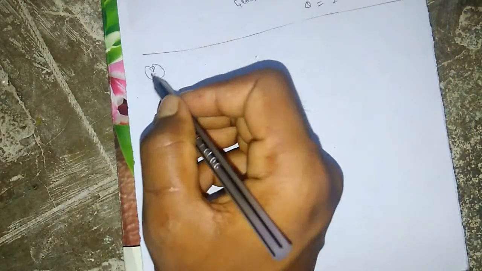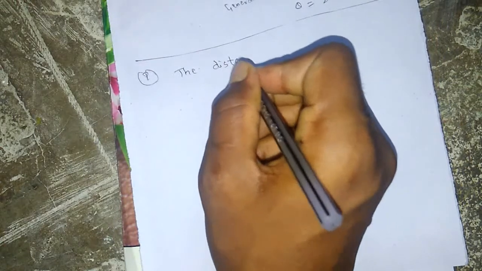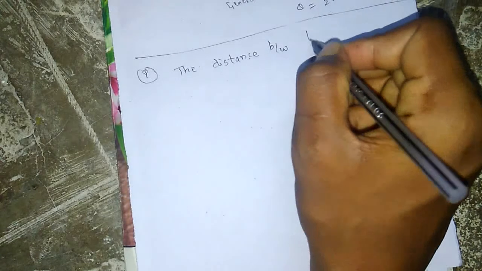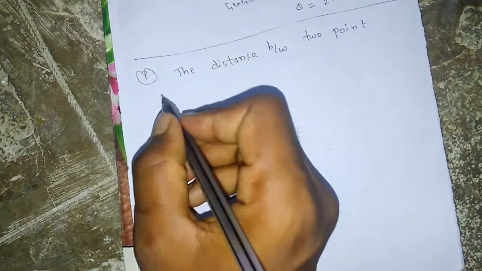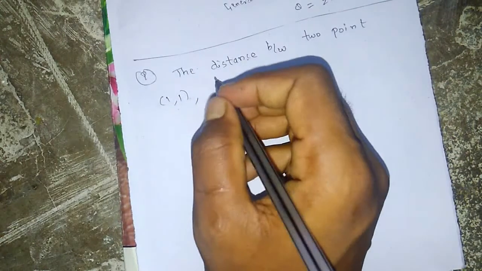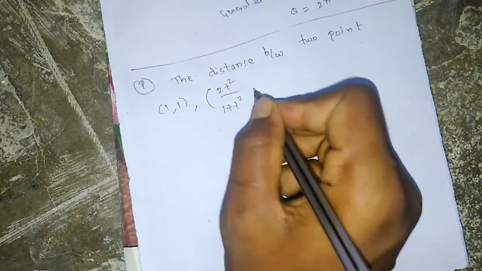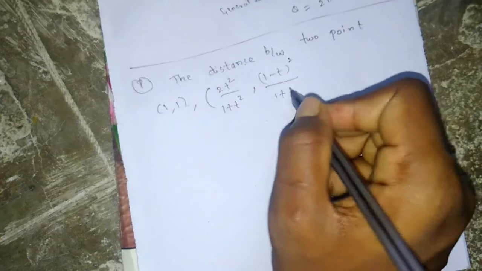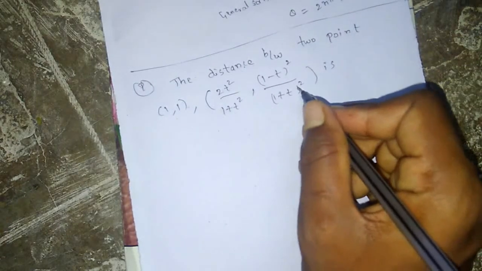Our next problem is, the distance between the two points (1, 1) and (2t²/(1+t²), (1−t²)/(1+t²)) is 1 + t².